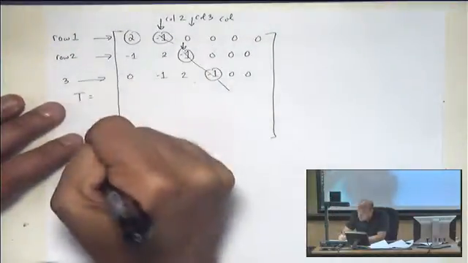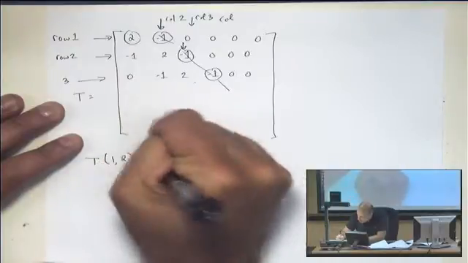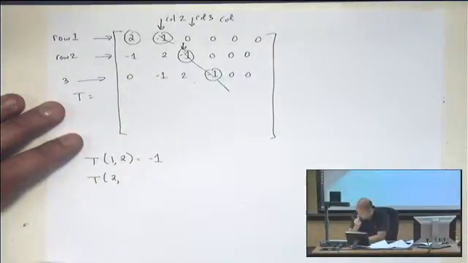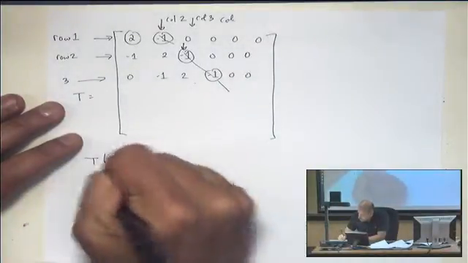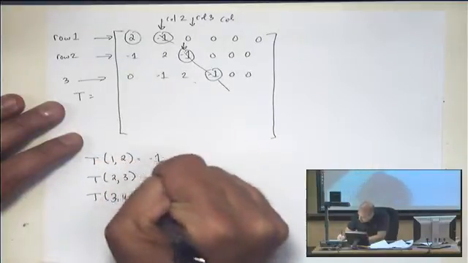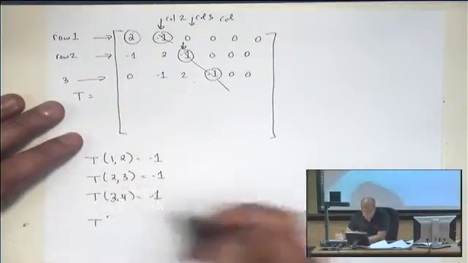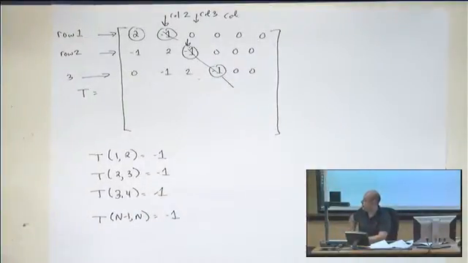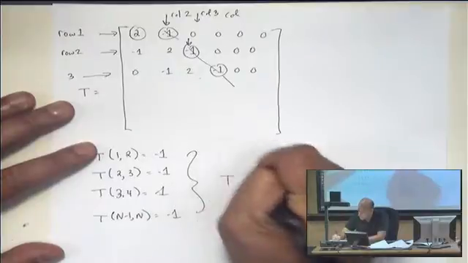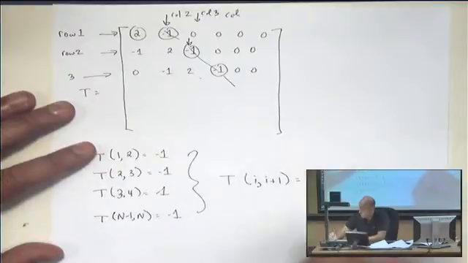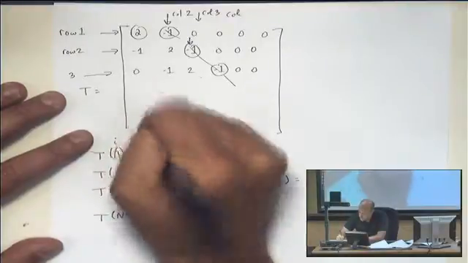So what we see is that T, the first row, second column is -1. T row 2, column 3 is equal to -1. T row 3, column 4 is equal to -1. All the way to T of n minus 1, n is equal to -1, and you kind of see a pattern, right? So another way of writing this would be T of I, I plus 1 is equal to -1. If this is I, this is always I plus 1.